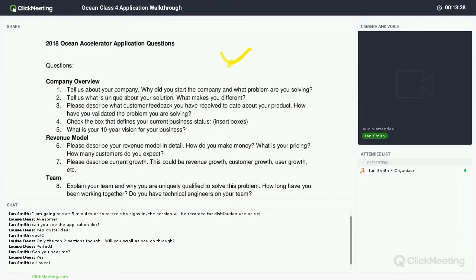Let's jump to question 4. Check the box that defines your current business. This is an easy one. I think the options you have are you could have it be an idea, you could be post-product, you could be beta testing, or you could be generating revenue. The companies that are able to get into Ocean typically are either post-product and/or generating revenue. Beta testing is also fine as well. If you're in idea stage, that's fine. We have taken in idea stage companies before, although it's not common.